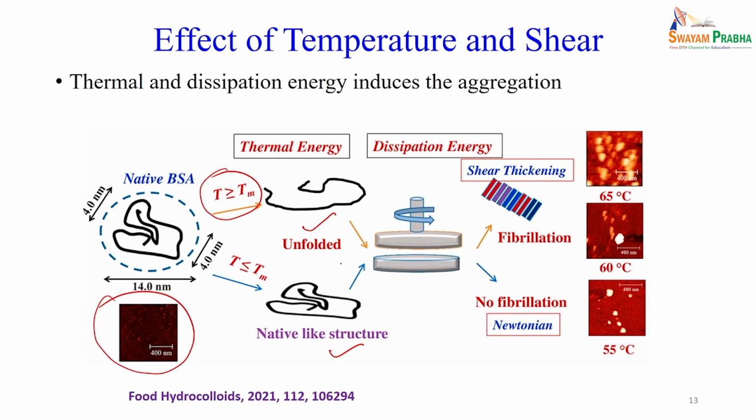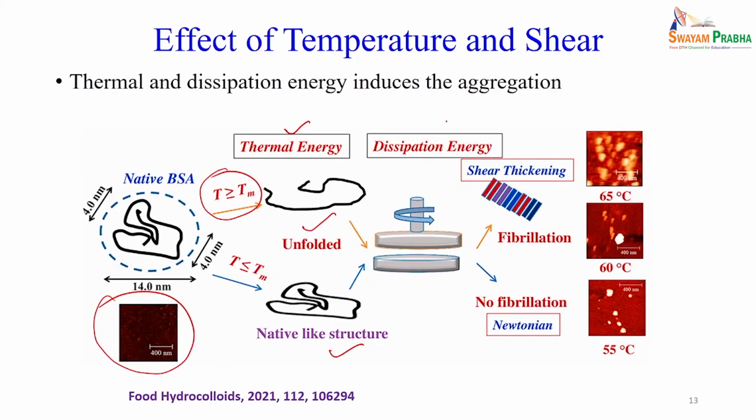Now, in these two cases, during the temperature treatment we are applying thermal energy. The thermal energy may break the forces which stabilize the native structure of the protein. If you are going for the shearing, then we are applying dissipation energy. If the protein is unfolded, it goes to the formation of fibrils or aggregates, while if it is a native protein, up to a certain shear, there will be no aggregation.